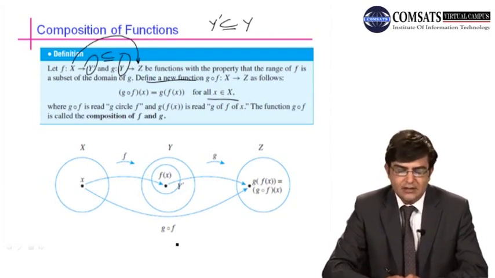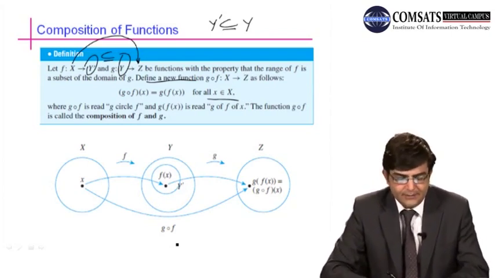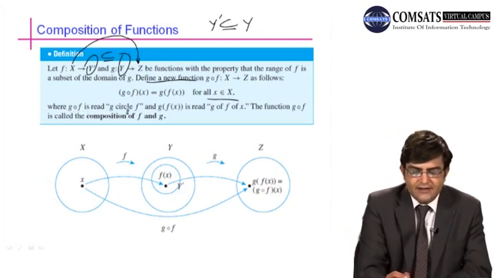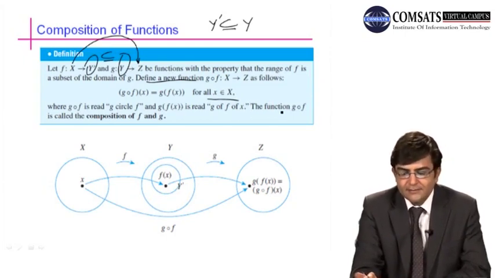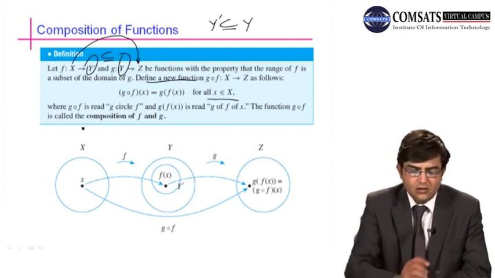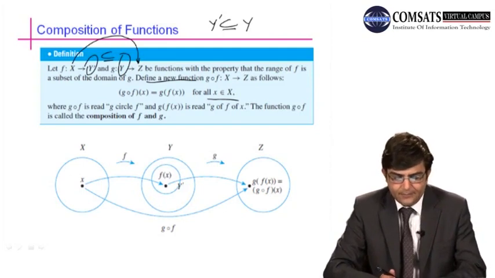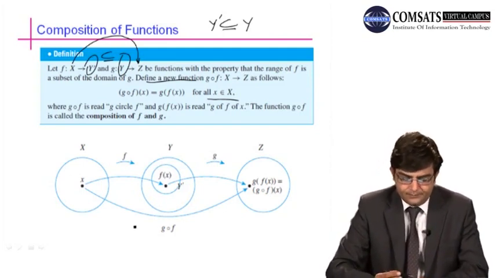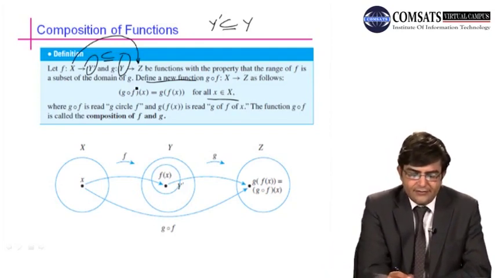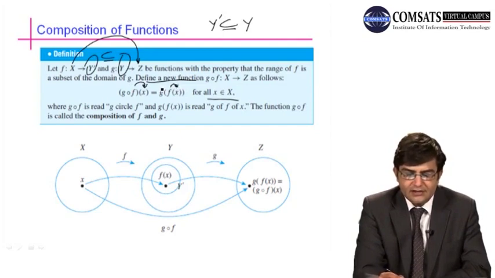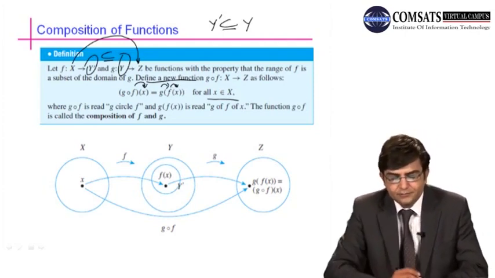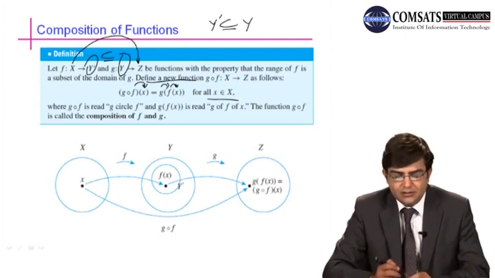We shall discuss it in detail with the help of examples, where g circle f is read as g circle f and g of f of x is read as g of f of x. The function g circle f is called the composition of f and g. This is basically, here you can see that first we apply f on x and then we apply g on f of x. First we apply f on x and then g we apply on this whole quantity, whatever it is, f of x. So this is called the composition of f and g.